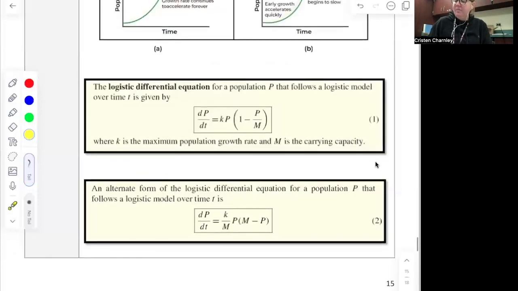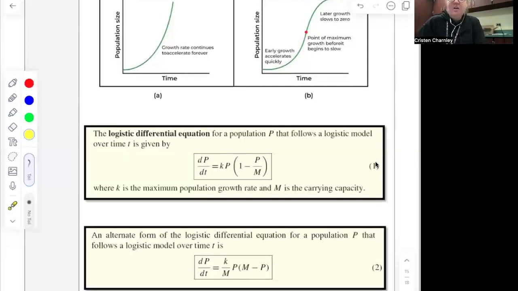A population P that follows a logistic model over time is given by dP/dt equals kP times the quantity 1 minus P over M. k is the maximum population growth, M is the carrying capacity, and P is that given population. So this is a more complex version of exponential growth.